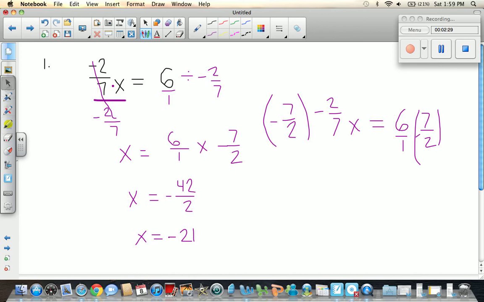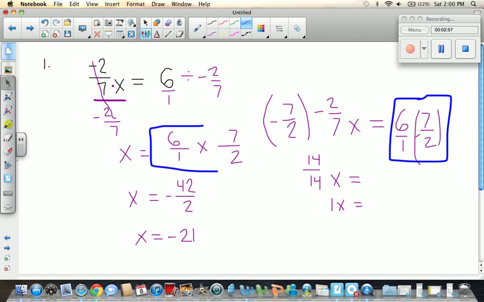And over here, 7 times 2, we get 14. 2 times 7 is also 14. A negative times a negative is a positive, so it's a positive 14/14, which just equals 1x. And then I'm not going to do the whole right side again, but I just want you to notice that this right here is the same as what we have right here at this step.